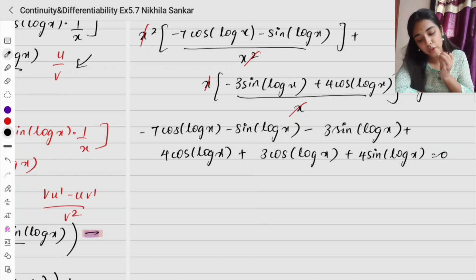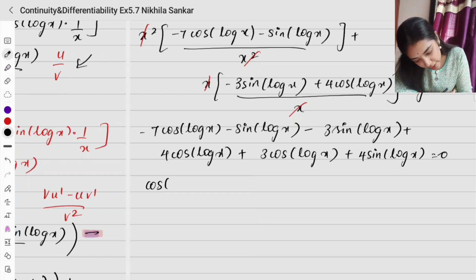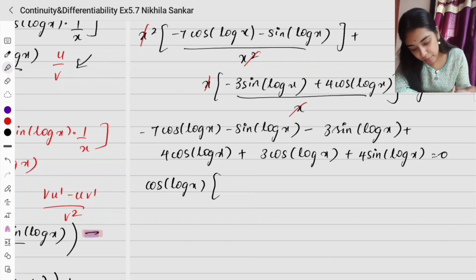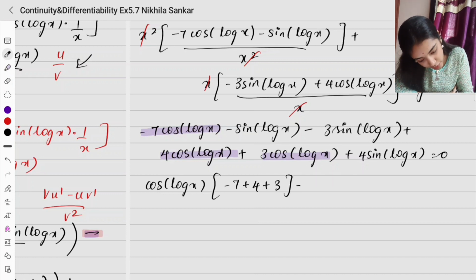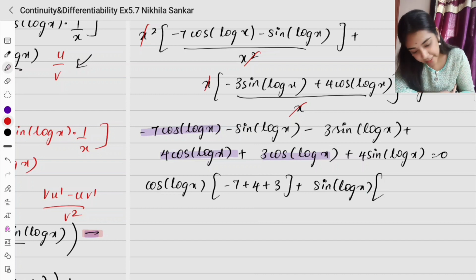0. This is what we need to prove. Now can we club all the cos terms? So I have cos of log x times, what coefficients do I have? Let me mark them in purple. Minus 7 plus 4 plus 3. So I have minus 7 plus 4 plus 3 for cos. What do I have for sin? Sin of log x times I have minus 1 minus 3 plus 4.